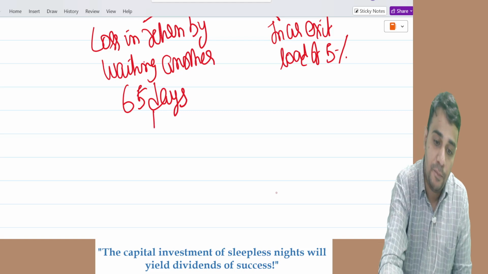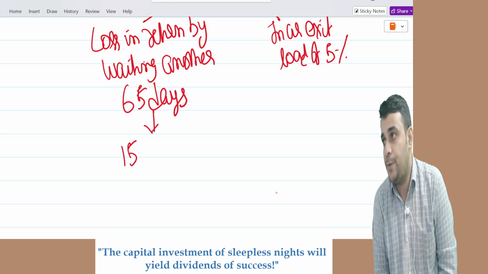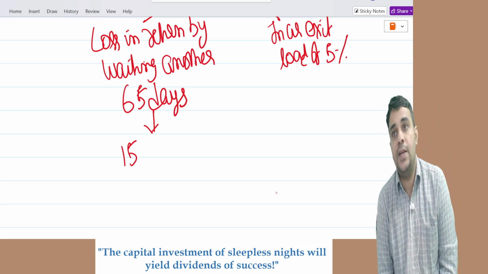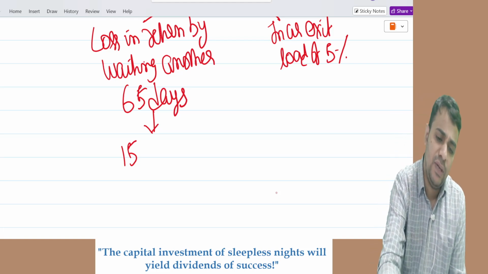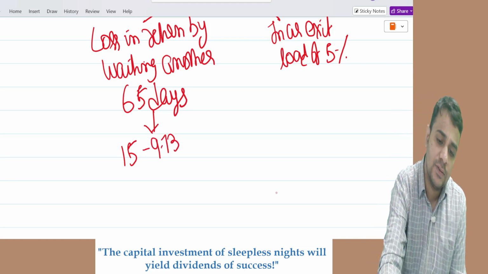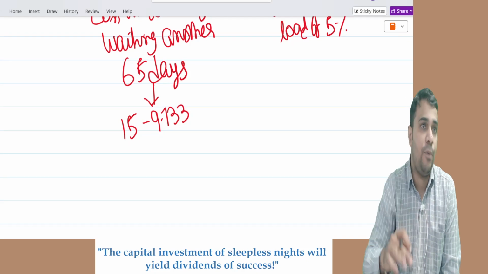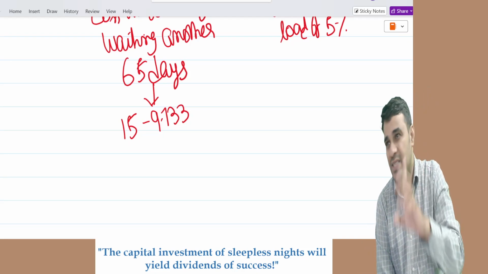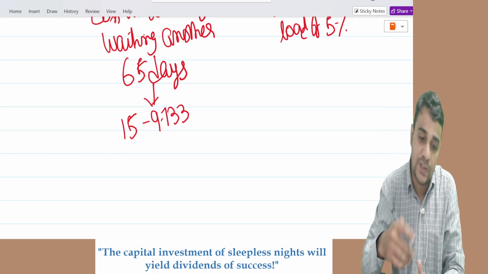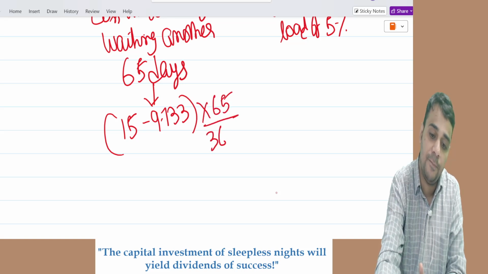Best MF will give me 15. The best mutual fund is going to give me 15% return. My mutual fund is giving me a return of only 9.733. 15% is for a year, 9.733 is also for a year. So for 65 days, I will lose into 65 by 365.